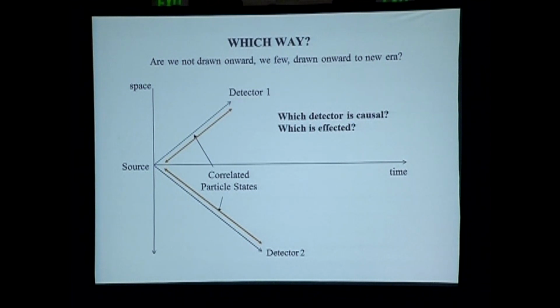Finally, you have to ask which detector is causal and which is affected. My hypothesis is that both detectors participate in causality. And if you have an emergence of a strong effect at either of the two detectors, this thing can emerge on the macroscopic level and would cause a paranormal effect to occur. So I submit that this is a source of paranormal effects.